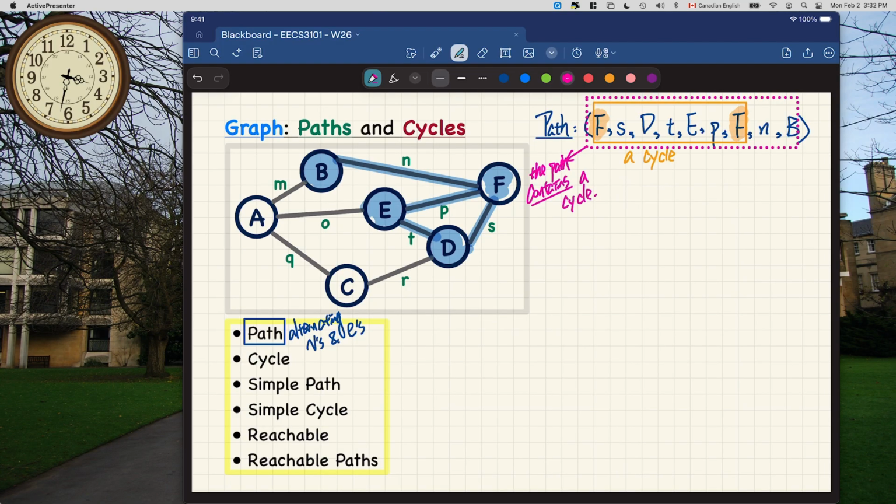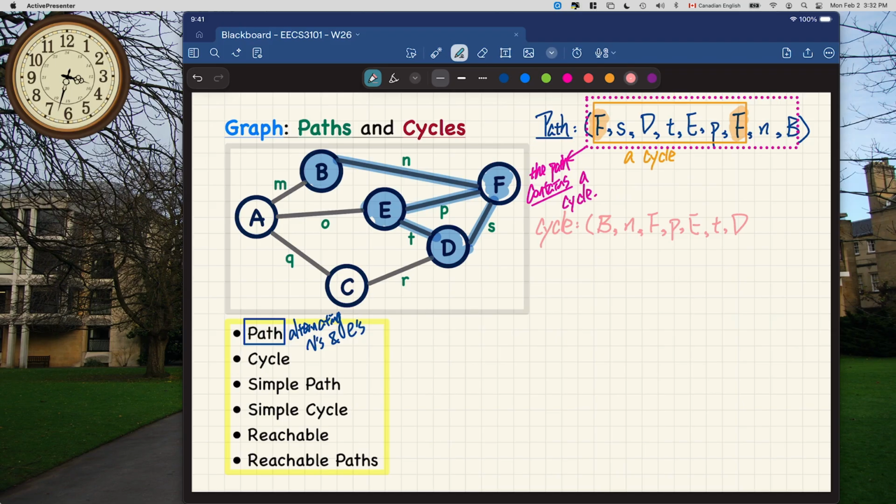And then let me give you another example. Let's say cycle. Okay, let me give you a longer one here. Let's say we got B, N, F, P, and then E, and then T, and then D.